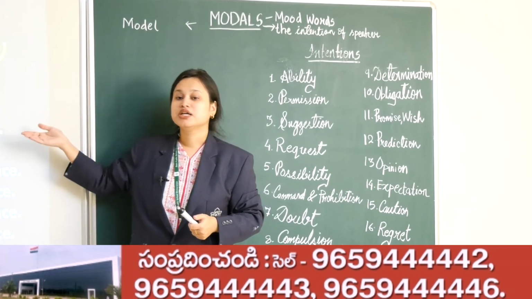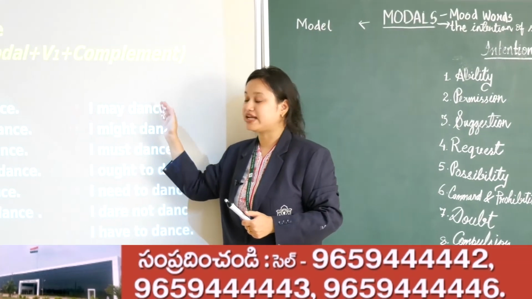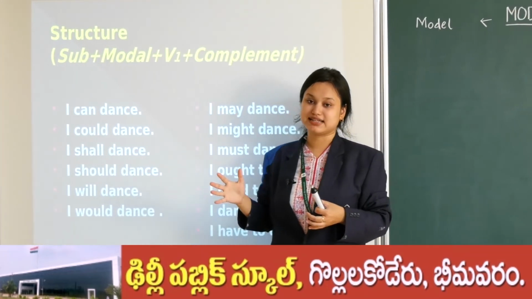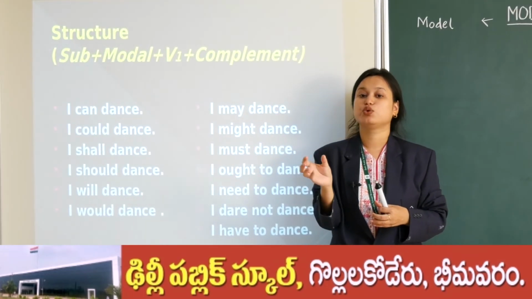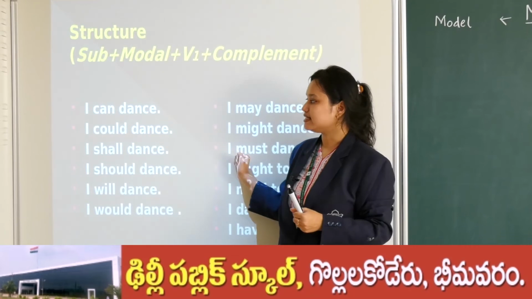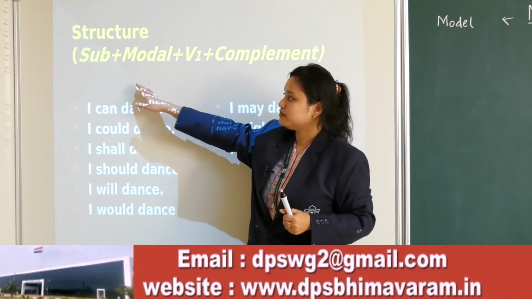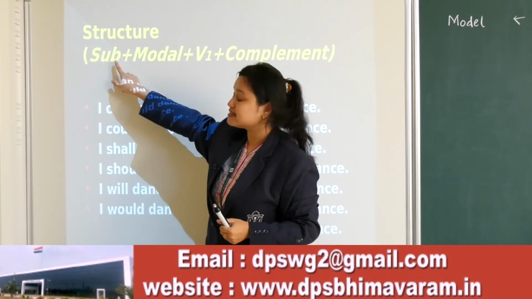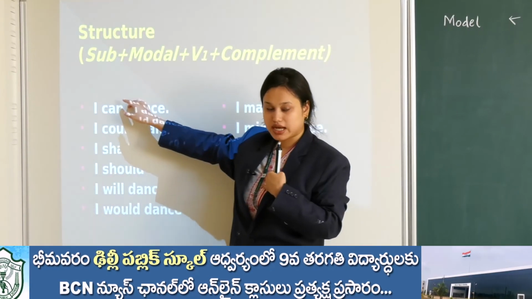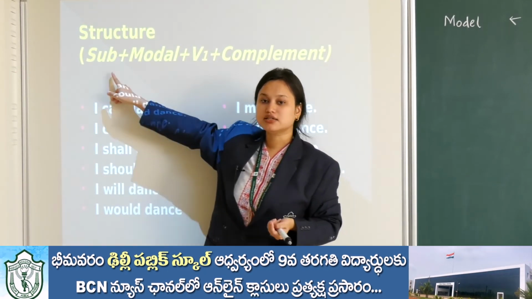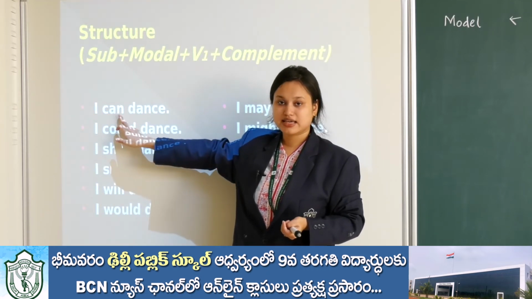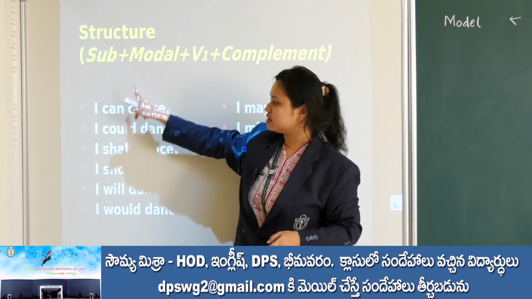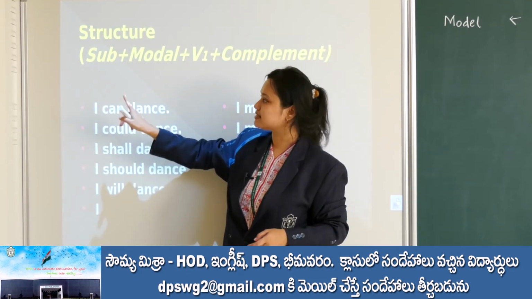Now let us see how to find the structure of the modal. When we want to use a modal in a sentence, where do we place it? For example, I can dance. What is I? I is the subject. I am talking about myself. Can is a modal. After the subject, the modal is there.